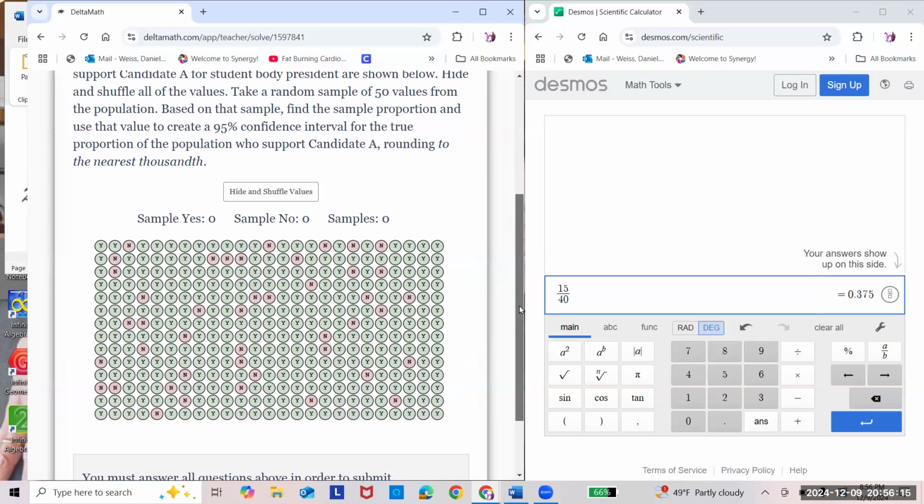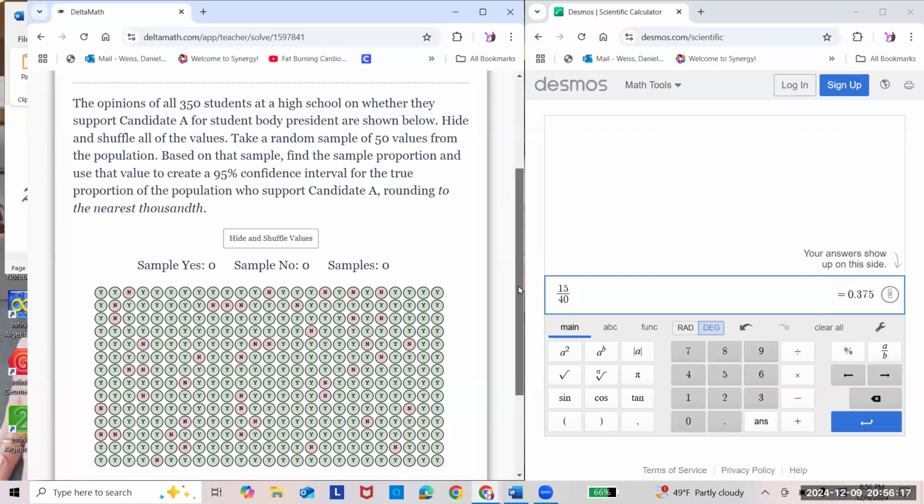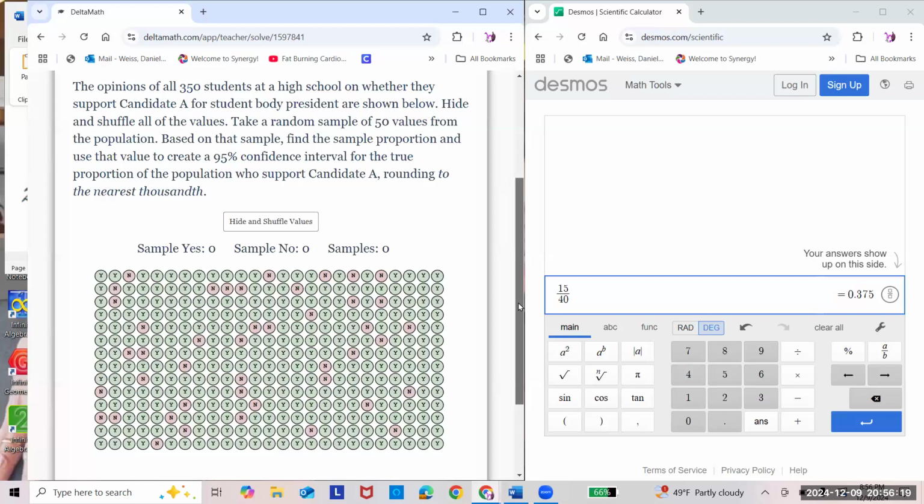All right. Taking a look at this problem. The opinions of all 350 students at a high school on whether they support candidate A for student body president are shown below. Hide and shuffle all of the values. Take a random sample of 50 values from the population. Based on that sample, find the sample proportion and use that value to create a 95% confidence interval for the true proportion of the population who support candidate A. Round to the nearest thousandth.